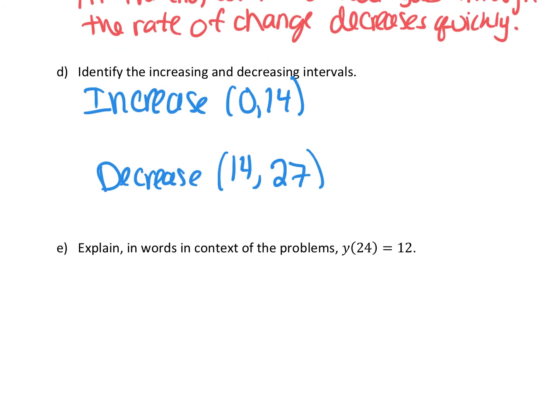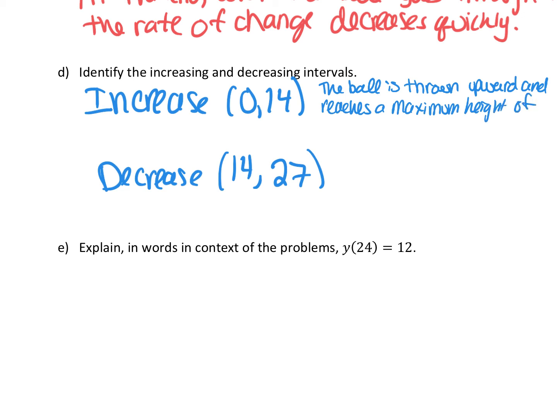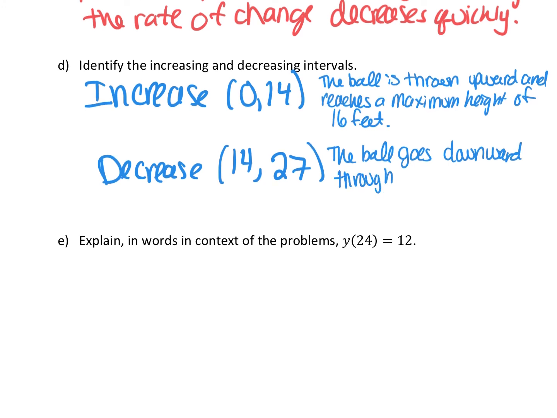And so what does this mean in the context of the problem? Well, when the ball is increasing, it means the ball is thrown upward and reaches a maximum height of 16 feet. And then when the ball is decreasing, well, the ball goes downward through the hoop and hits the ground.